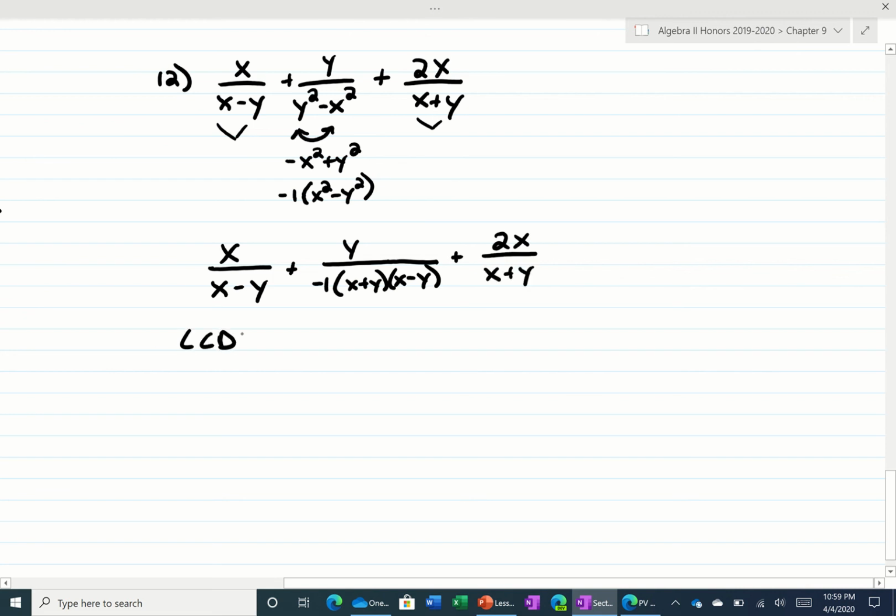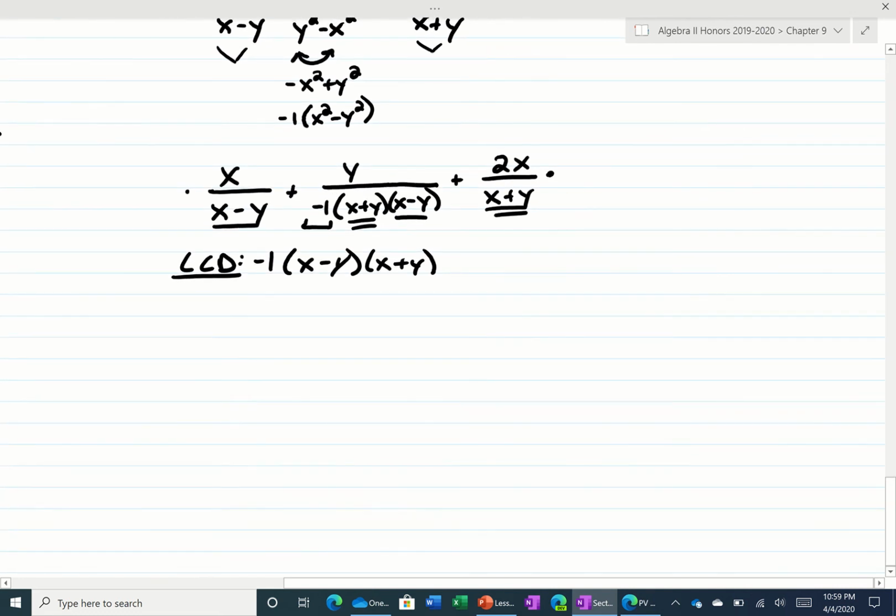So our least common denominator, we definitely need an x minus y. So I'm going to have to multiply that by that over here. We definitely need an x plus y. So I'm going to need to multiply that by this one over here. And also, I factored out this -1, so I'm going to need a -1 under each fraction. So let's multiply by what we're missing. On the left, we're going to need to multiply by -1 times x plus y over -1 times x plus y. On the right, we're going to need to multiply by -1 times x minus y.